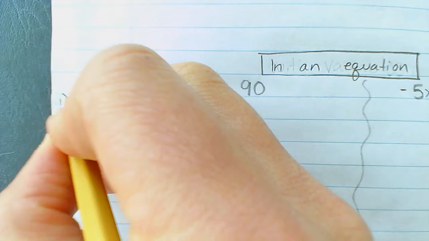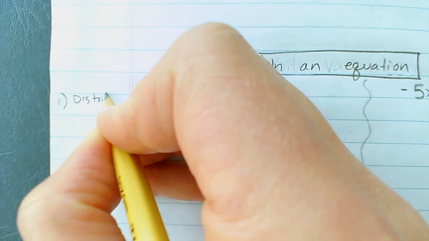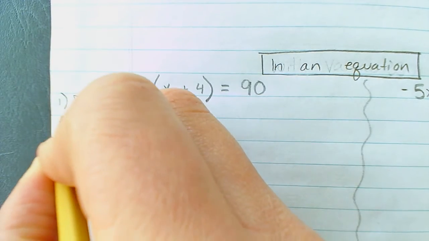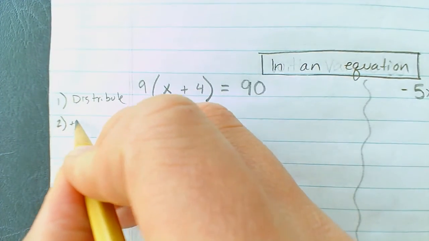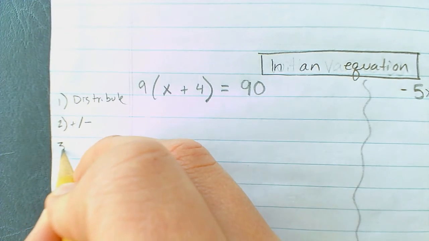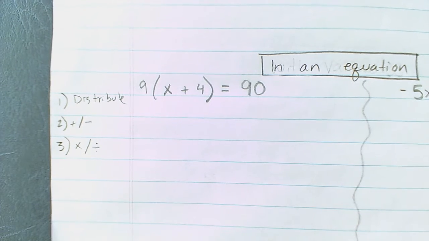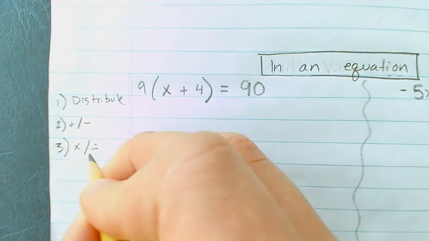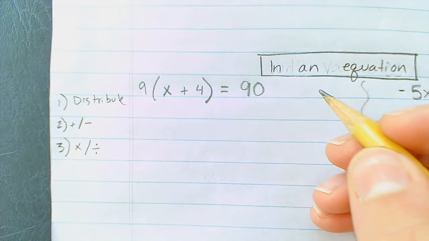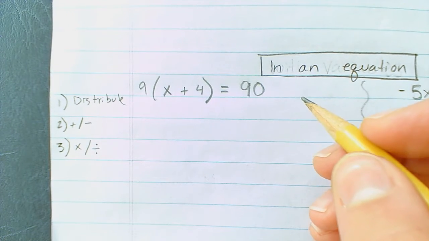So 1, we know that we're going to have to distribute. Then we're going to have to add or subtract to get x by itself. And then we're going to have to multiply or divide to get x by itself. Again, to isolate the variable so we can see what x is representing, what number x is. So let's start off with our first step.